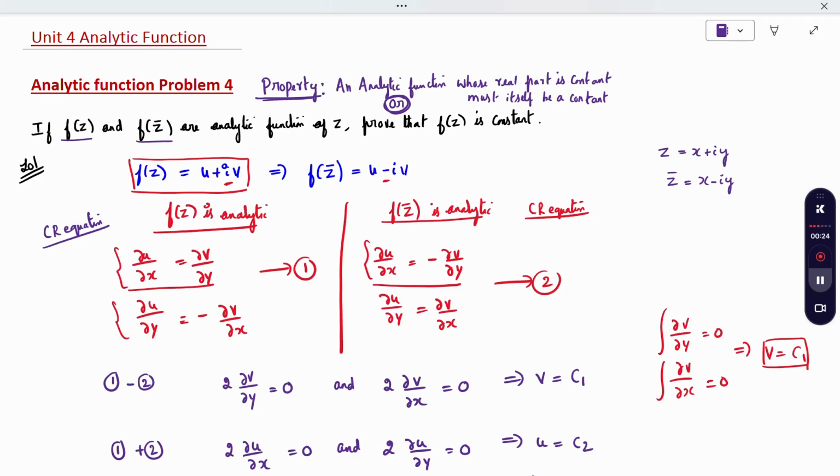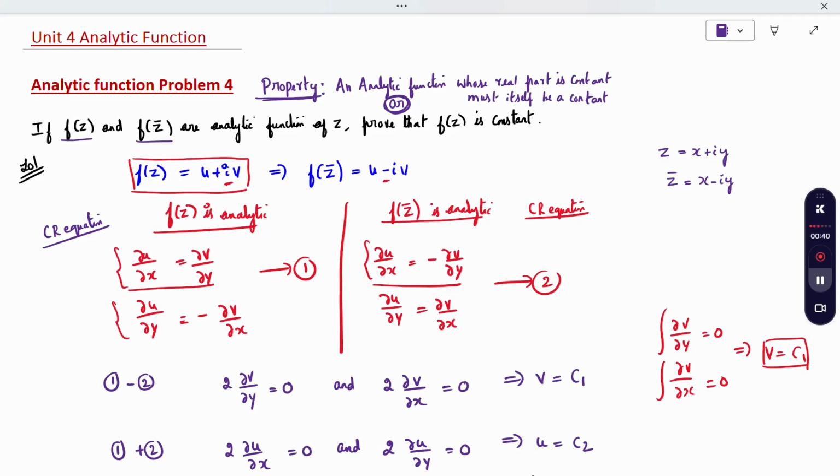For example, the statement can be rewritten. It's nothing but: f of z and f of z bar are analytical functions of z, then prove that f of z is a constant. Both are the same only. They may ask in any format.